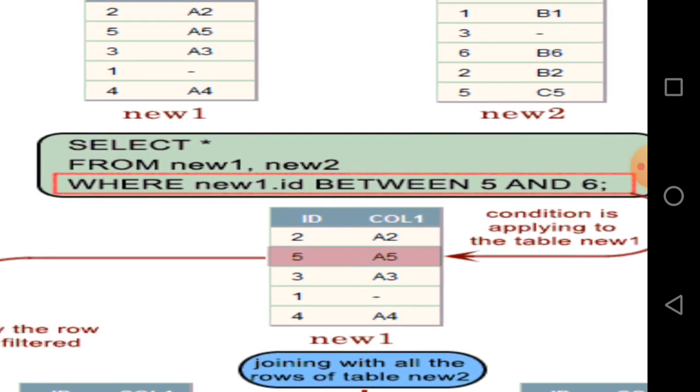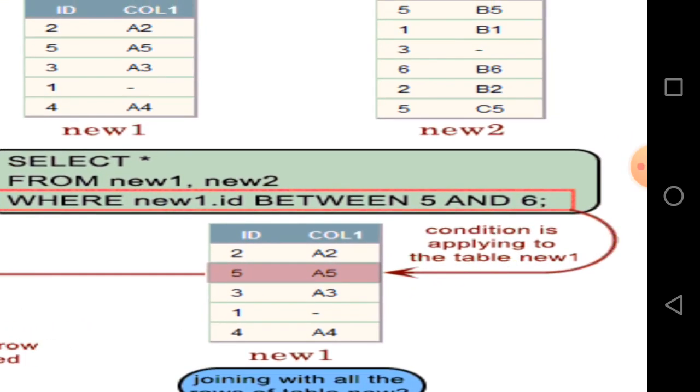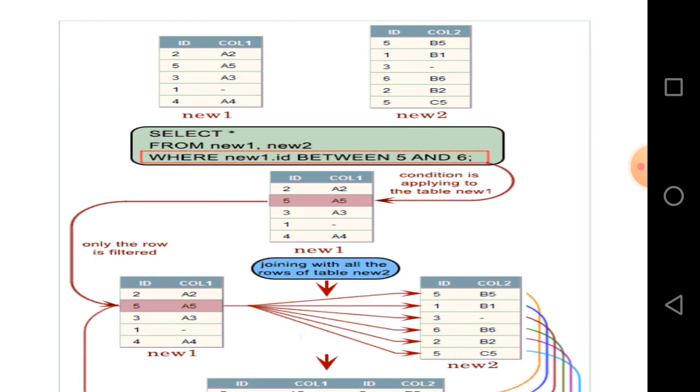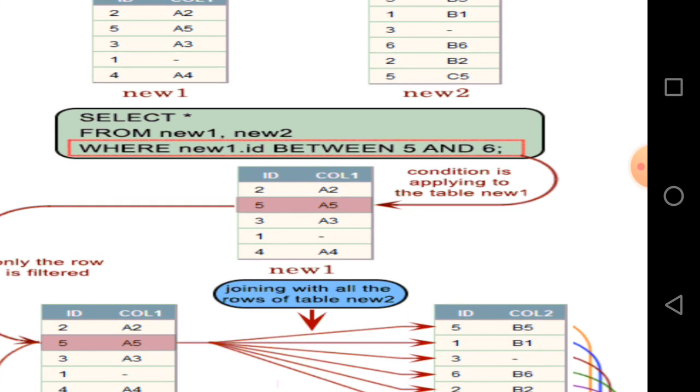So here we write between 5 and 6. Remember that there is no comparison operator at all. There is no equal operator in this case, and we write between. So we compare, but here we compare without an equal sign. So this is a non-equijoin.